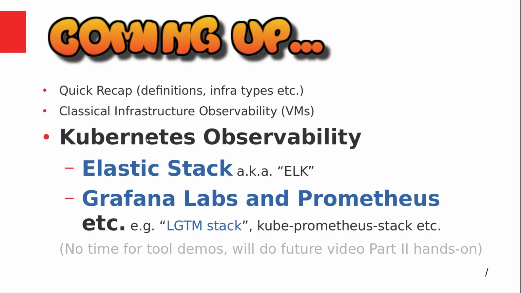And then the majority of this video is going to be on Kubernetes observability, because it's more and more common that you're working with microservices in Kubernetes. We're going to cover two stacks, which are the ones that you see everywhere in different workplaces. It's either going to be the Elastic Stack, aka ELK, usually in bigger businesses, or it's going to be, more commonly and increasingly, Grafana Labs and Prometheus type products, for example the LGTM stack, the Prometheus stack, etc.